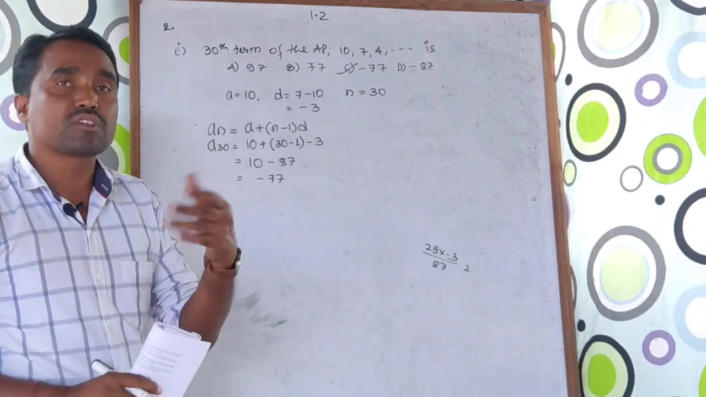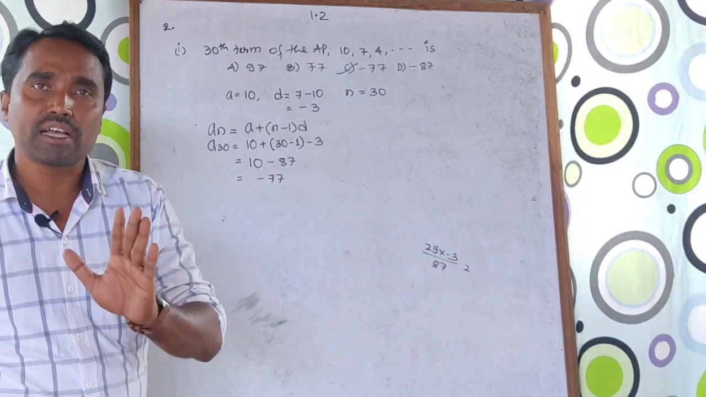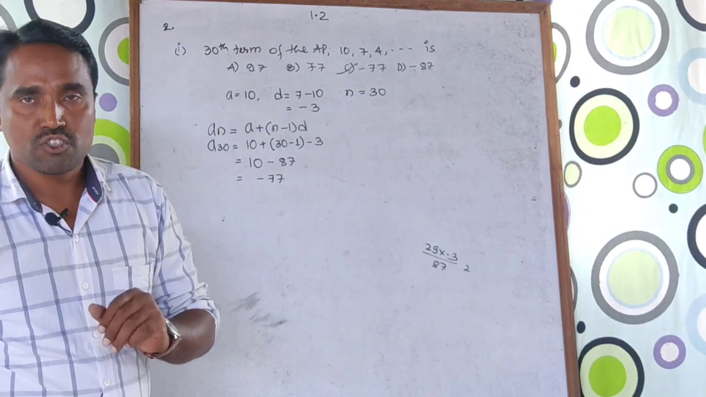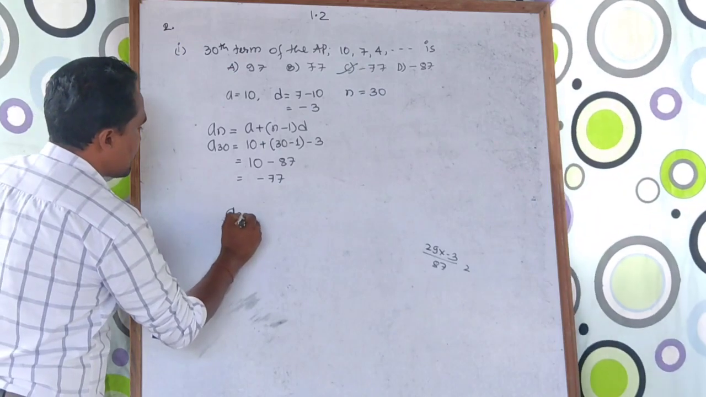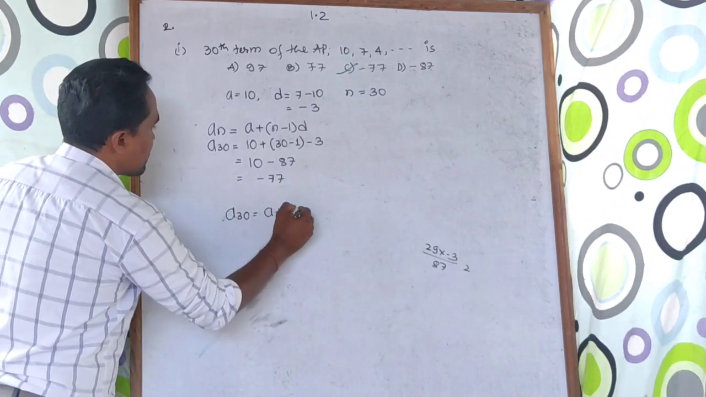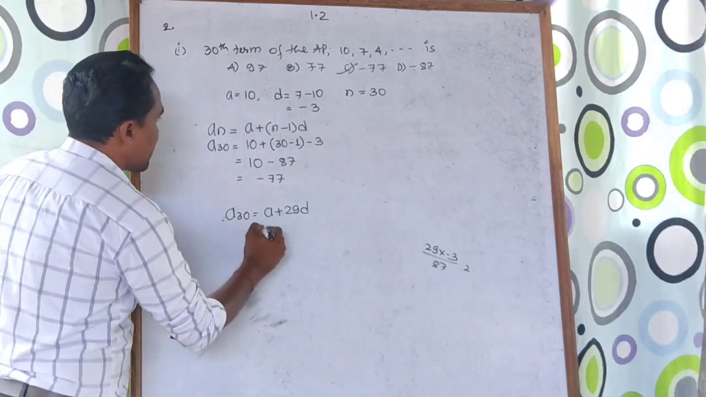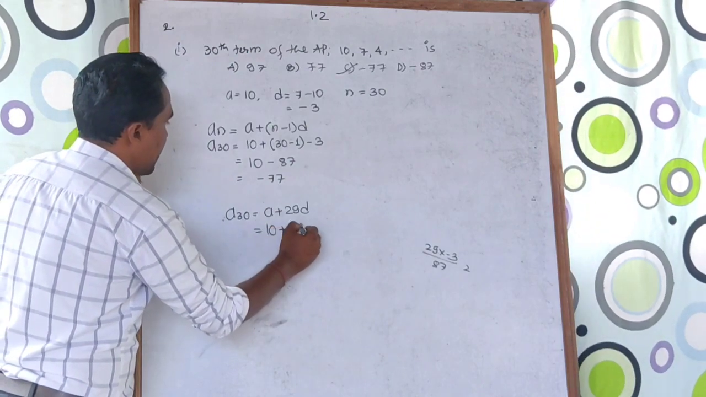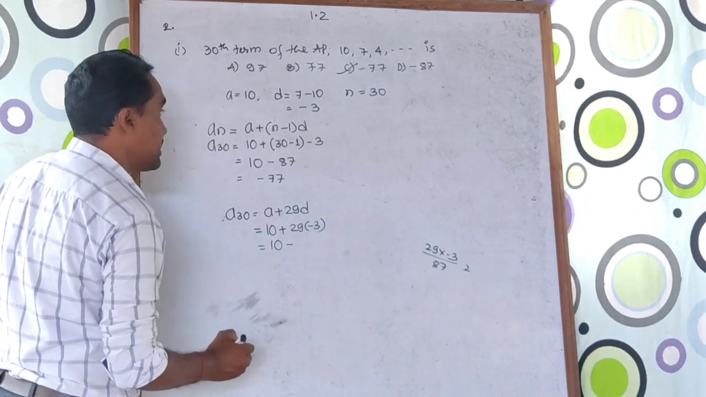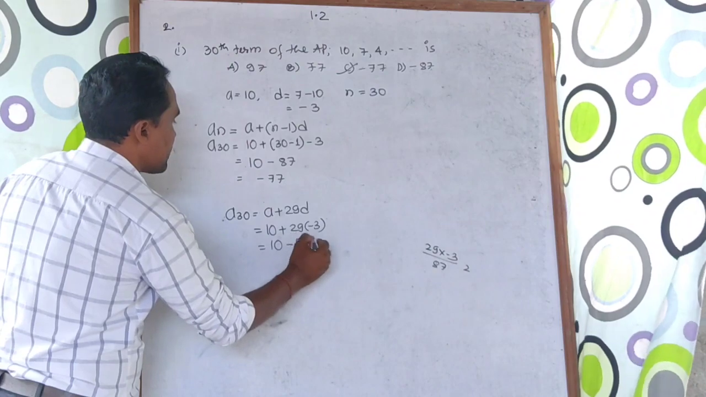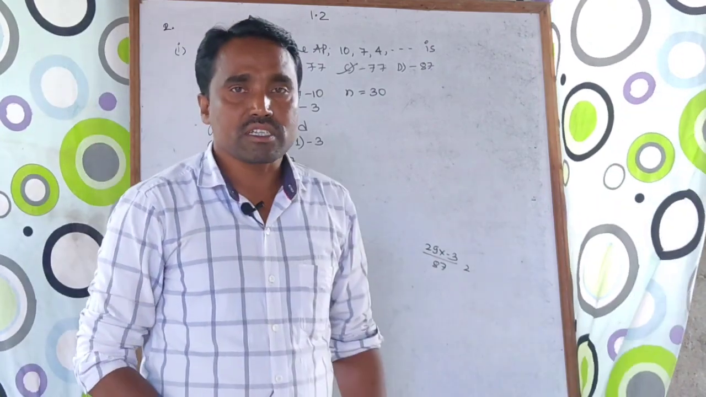Suppose you forgot the formula in the examination, what will happen? Nothing will happen. The simple logic is you are finding out here the 30th term. So according to the standard form of an AP, what is the 30th term? A30 equals A plus 29D. Is it? So substituting A equals 10 plus 29 into minus 3. 29 into 3 equals 87, so 10 minus 87 equals minus 77. So this is the way we can solve the questions very easily.